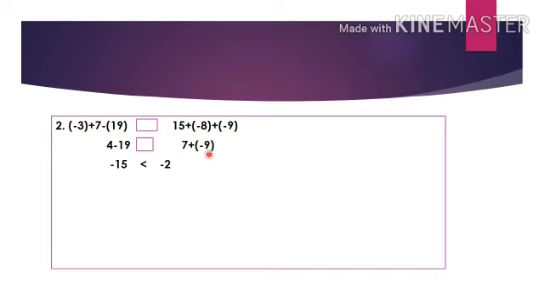Then how can we add 4 minus 19? We subtract the integers and put the sign of the bigger number. 4 minus 19 is not possible, so we use the trick. Subtract the integers and put the sign of the bigger number. 19 minus 4 is 15 and the sign of the bigger number is minus: minus 15. The other side, 9 minus 7 is 2 and the sign of the bigger number is minus. Then we get minus 15 and minus 2. Which is bigger, minus 15 or minus 2? It is exactly minus 2, because minus 15 is more negative.